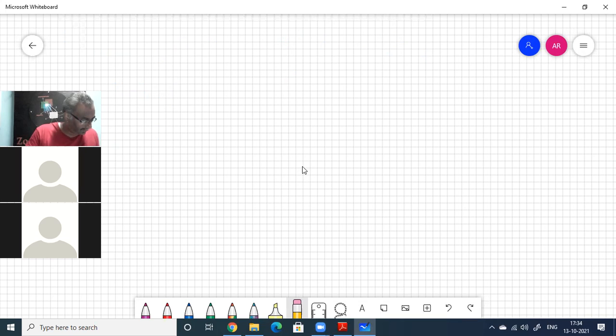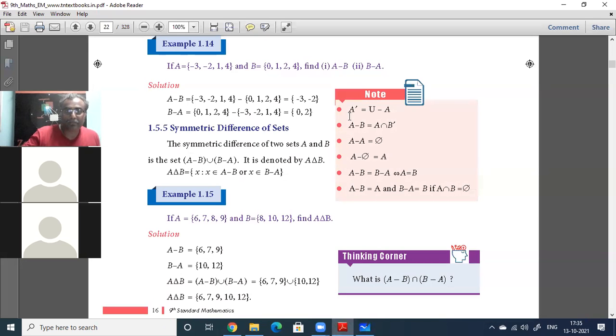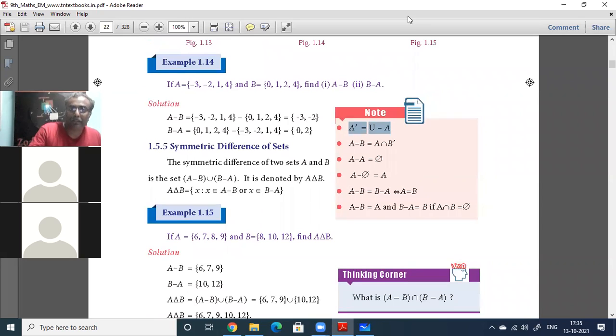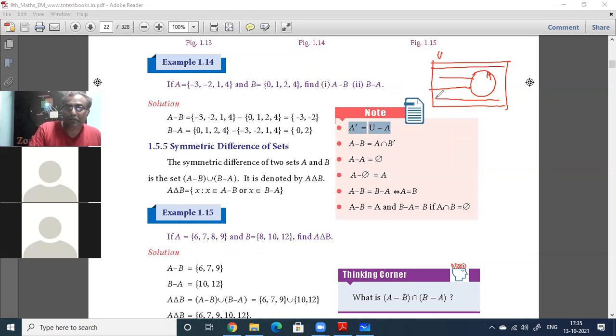Symmetric difference of sets, something else there. Before that, you are having some rules. Let us see those rules. A complement is equal to union minus A. That is very important. You can draw a diagram and you can understand that. It is union. This is A. A complement is this part. Okay. So union minus A.